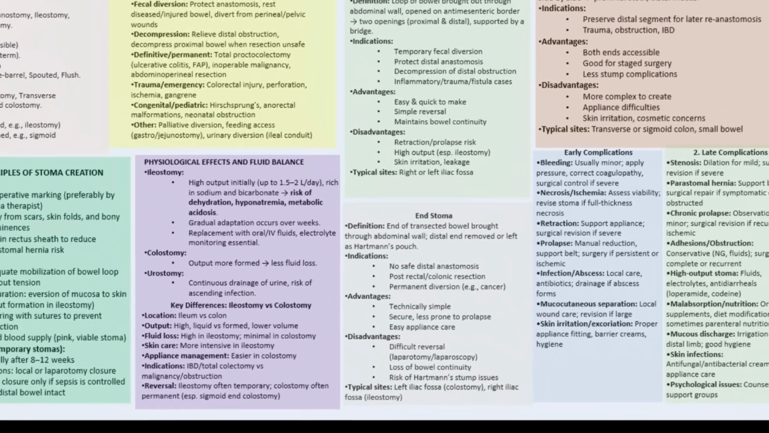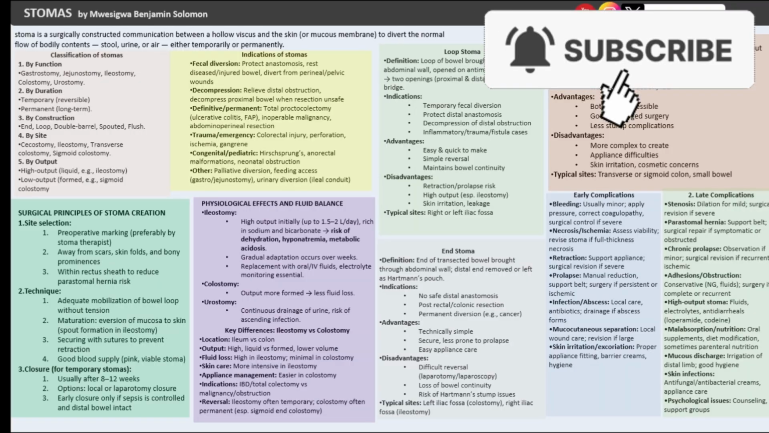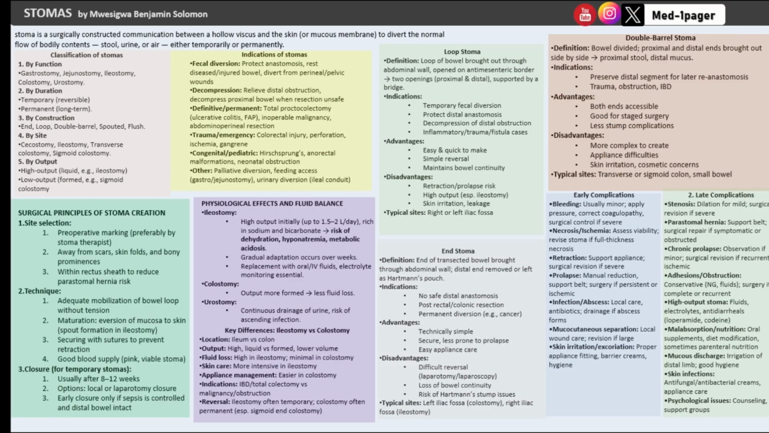So stomas are surgically created postoperative communications between a hollow viscus and the skin to divert the normal flow of bodily contents, and this can be stool, this can be urine, and this can be air, and they can be temporary or they can be permanent.